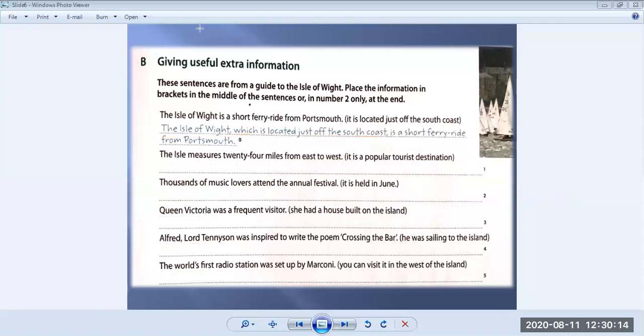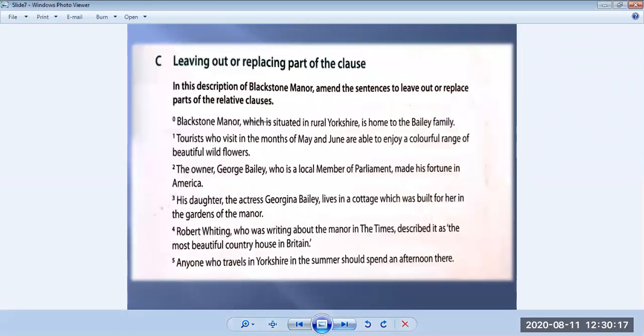Okay. So now, next one. C. Leaving out or replacing part of the clause. How are we going to do that? Amend the sentence to leave out or replace the part of the relative clause. Blackstone Manor, which is situated in rural Yorkshire, is home to the Bailey family. So they have omitted the part which is minor, situated in rural Yorkshire. So we can leave it out.